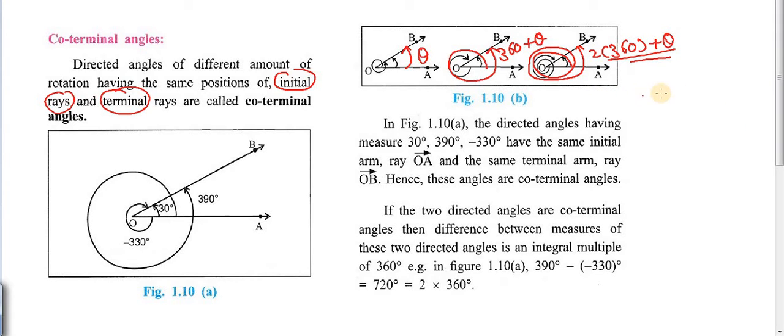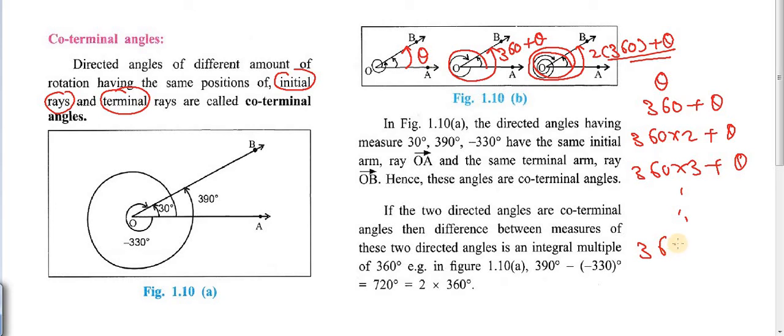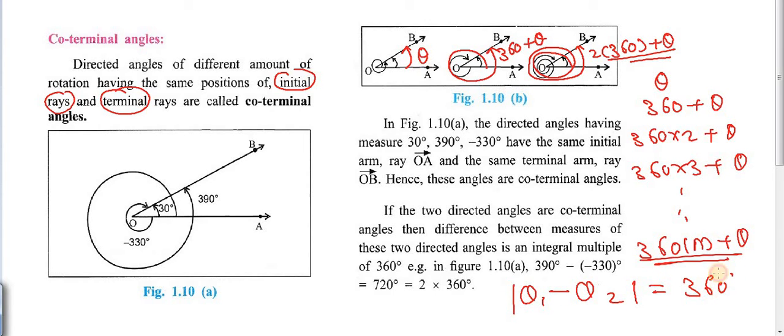So can we say that the coterminal angles have measurements theta, then 360 plus theta, then 360 into 2 plus theta, then 360 into 3 plus theta. In general we can say 360 into n plus theta. So in general if there are two coterminal angles, theta 1 and theta 2, then their difference is a multiple of 360 degrees. So if you have to check whether two angles are coterminal or not, find the difference between them, take its modulus, and it has to be a multiple of 360 degrees.